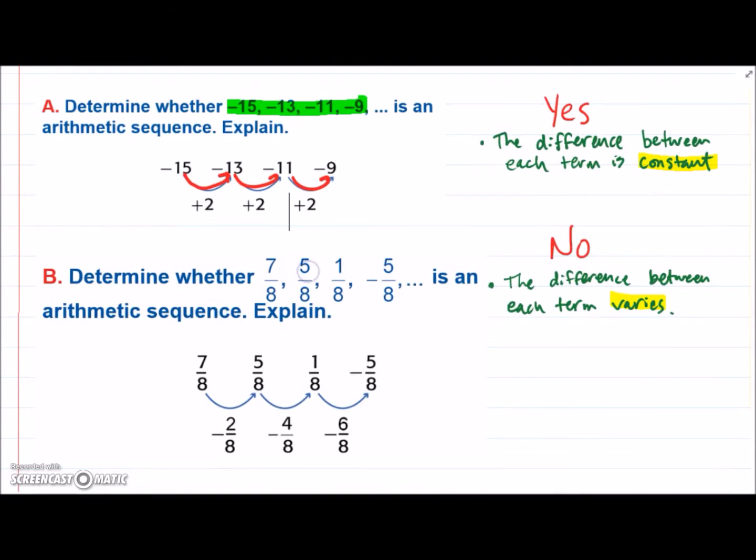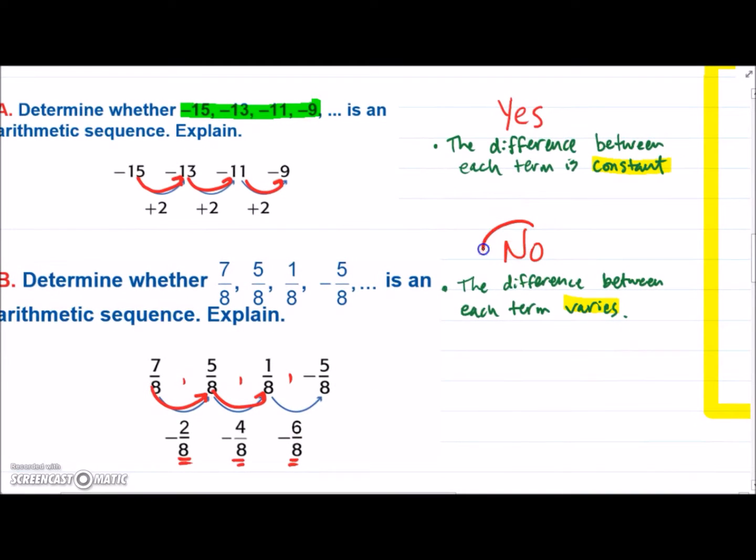We've already done the work here for you. If my terms are 7/8 to 5/8 to 1/8 to -5/8, from here to here I did get smaller. And 7 to 5 means I subtracted 2, so that's subtracting 2/8. But from here to here, I subtracted 4/8. So that is not a common difference. Those are not the same, and this one is not the same either. You're not adding or subtracting the same thing. So that is a no, because the difference between the terms varies. It is not constant. If it is constant, then it is an arithmetic sequence.